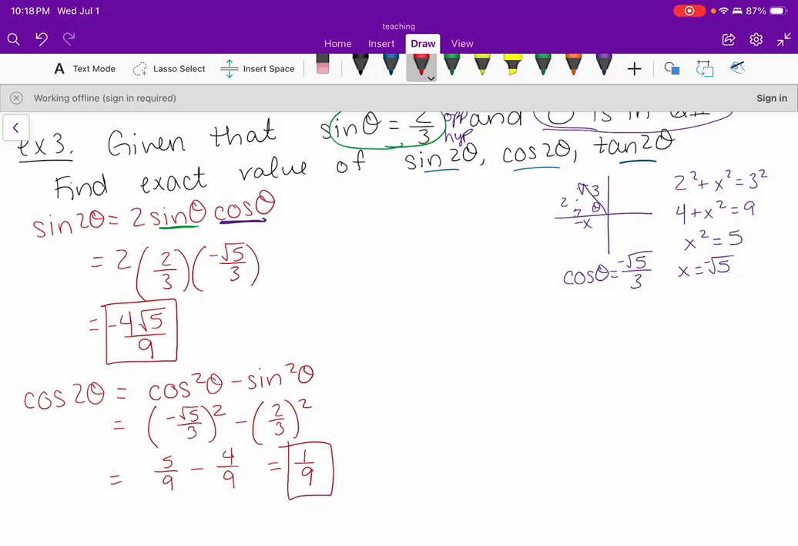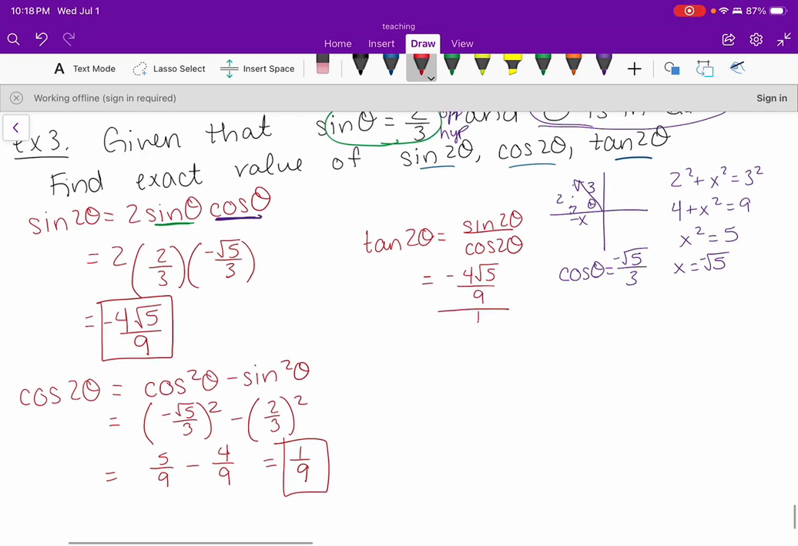Lastly, for my tangent 2 theta, you can use the identity, or for this one, because they aren't terribly hard to simplify, I can just say that tangent 2 theta is sine 2 theta over cosine 2 theta. The sine 2 theta was negative 4 square root 5 over 9. Cosine 2 theta is 1 over 9. Multiply by the reciprocal here. So keep, change, flip. And I get my answer is negative 4 square root 5. Those 9s cancel out.